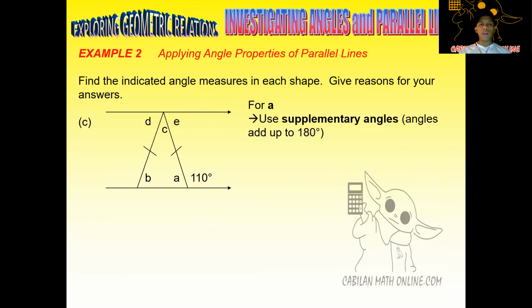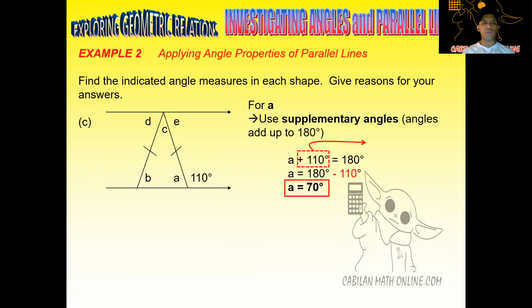The first thing we're going to do is solve for angle A. As you can see, angle A and 110 degrees form a straight line, so they add up to 180. When we set this up, we have A plus 110. All we're going to do is take the 110, subtract it from 180, and A will have a measure of 70 degrees.